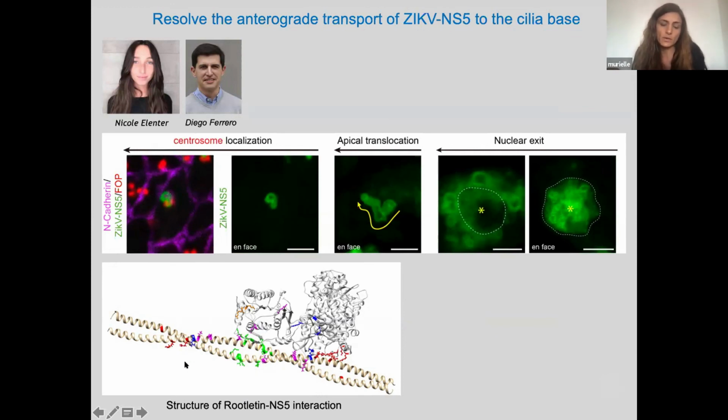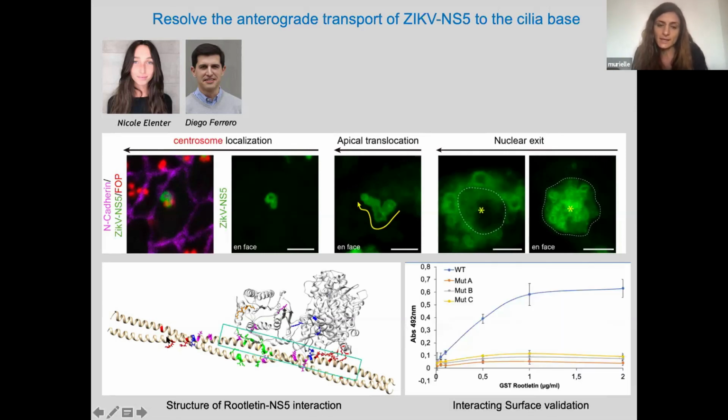By cryo-EM, Diego already resolved the structure of rootletin NS5 interaction. And what he did is he detected the interacting surface of NS5 with rootletin, because we think that the rootlet fiber is the one responsible for the translocation of NS5 to the base of the cilia. So Diego tried to mutate these three interacting surfaces, and he found that the three of them are important for the interaction of NS5 with the rootlet fiber.